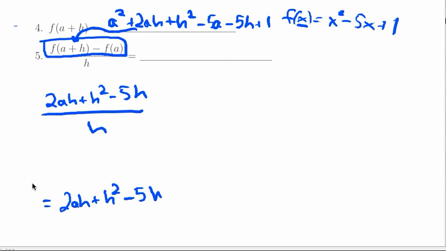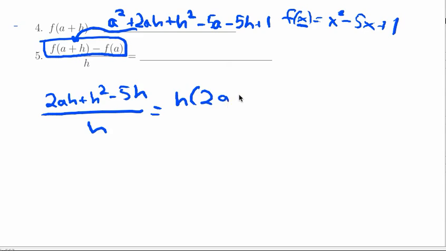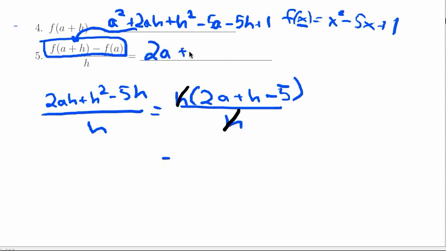Again, before we do anything else, we need to factor before we cancel. And so I'm going to factor off the common factor of h and get 2a plus h minus 5. And that's all divided by h. And then we see that I have a common factor of h, and I can cancel those out. And I'm left with my answer, which I'll just put in the blank here, 2a plus h minus 5. Remember, factor, then cancel.